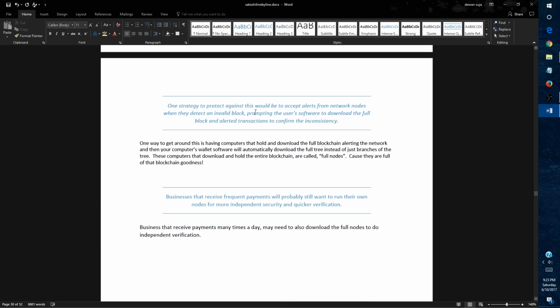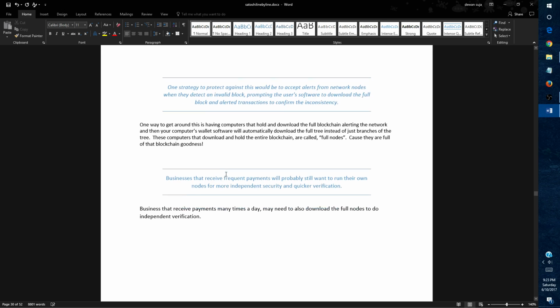One strategy to protect against this would be to accept alerts from the network nodes when they detect an invalid block, prompting the user software to download the full block and alerted transactions to confirm the inconsistency. So one way to get around this is having computers that hold and download the full blockchain alert the network, and then your computer's wallet software will automatically download the full tree instead of just the branches of the longest chain. The computers that download and hold the entire blockchain are called full nodes, because they're full of that blockchain goodness, basically.